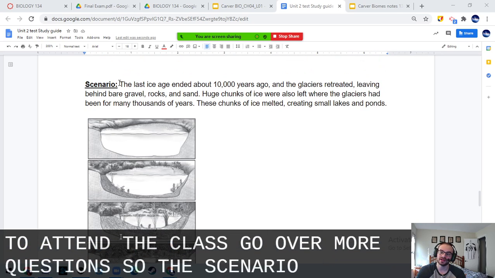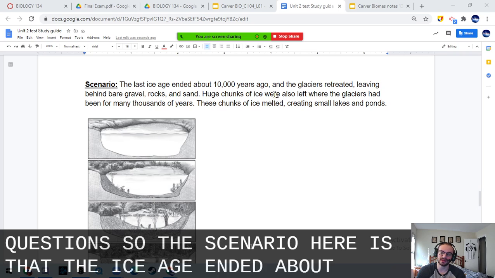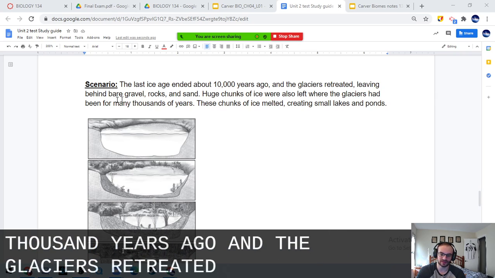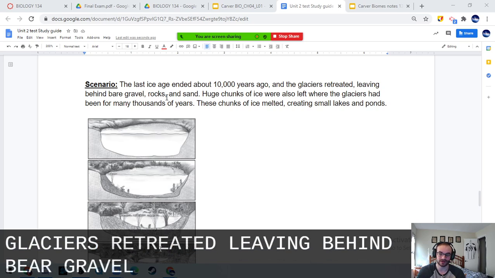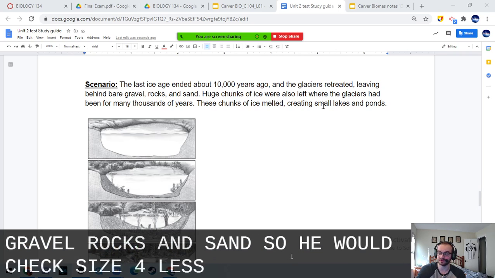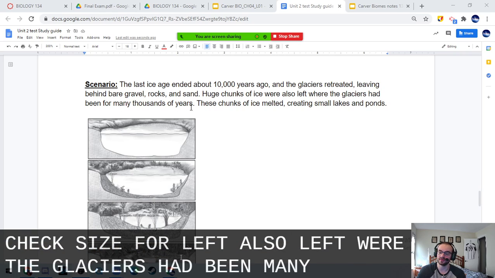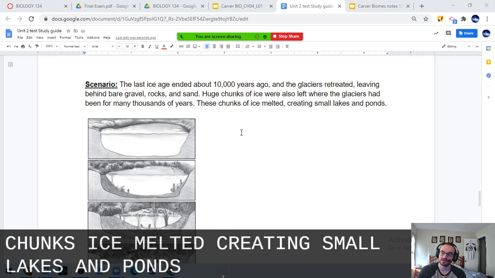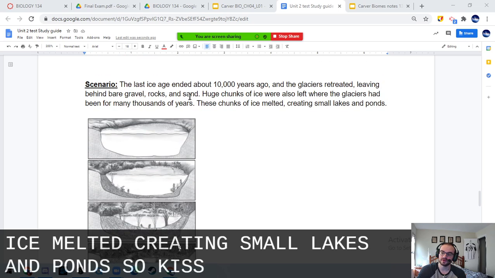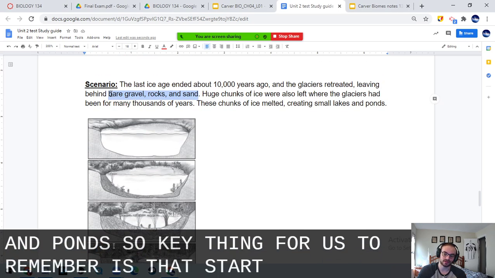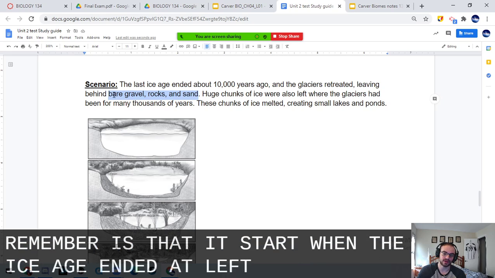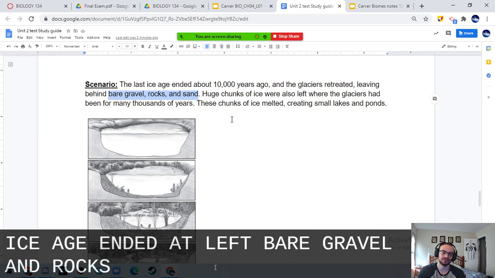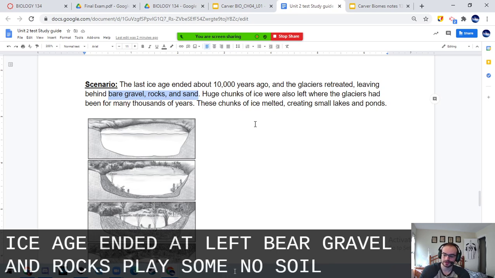So the scenario here is that the Ice Age ended about 10,000 years ago and the glaciers retreated, leaving behind bare gravel, rocks, and sand. Huge chunks of ice were also left where the glaciers had been for many thousands of years. These chunks of ice melted, creating small lakes and ponds. So the key thing for us to remember is that when the Ice Age ended, it left bare gravel and rocks. So there's no soil.